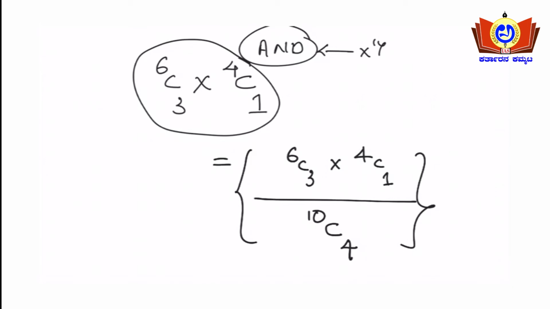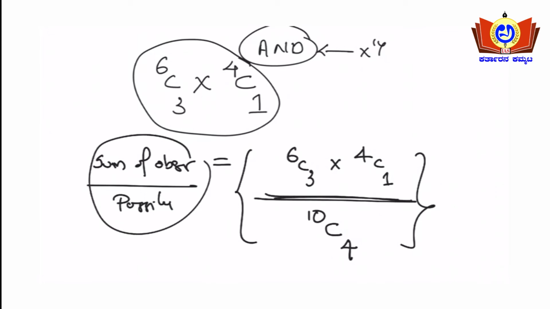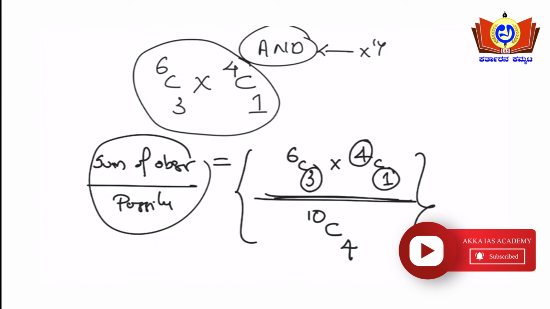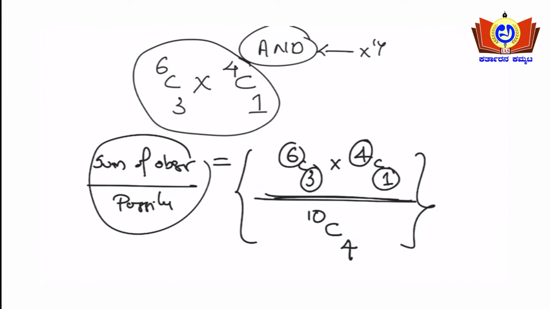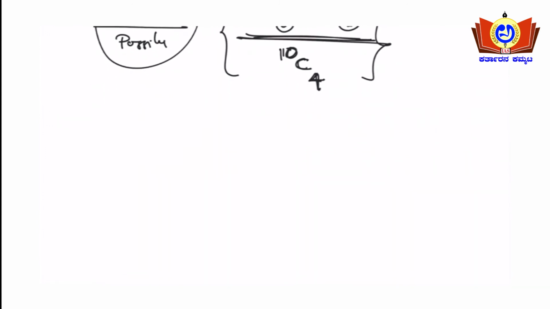What is the probability formula? That is the number of observations divided by total possibilities. This is the formula here. These are the observations, what we need to make. What the question asks is 6C3: out of 6 red balls, 3 red balls should be there, and out of 4 yellow balls, 1 yellow ball should be there. So 6C3 and 4C1, and means we need to multiply here. Out of how many balls? Out of 10 balls. So how many balls have been picked? 4 balls have been picked. This is the formula here.